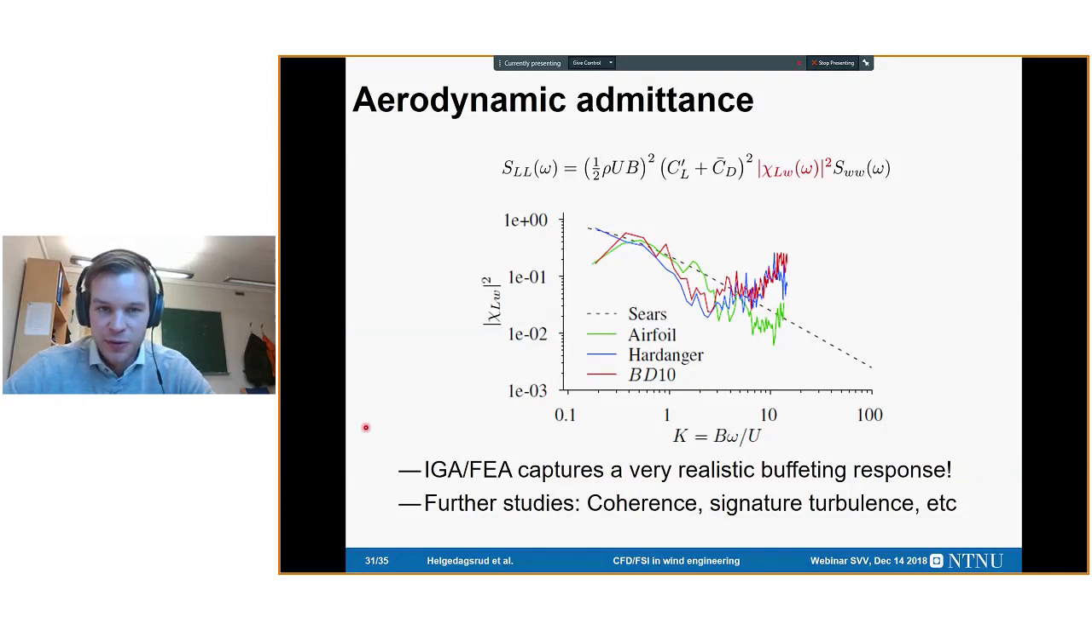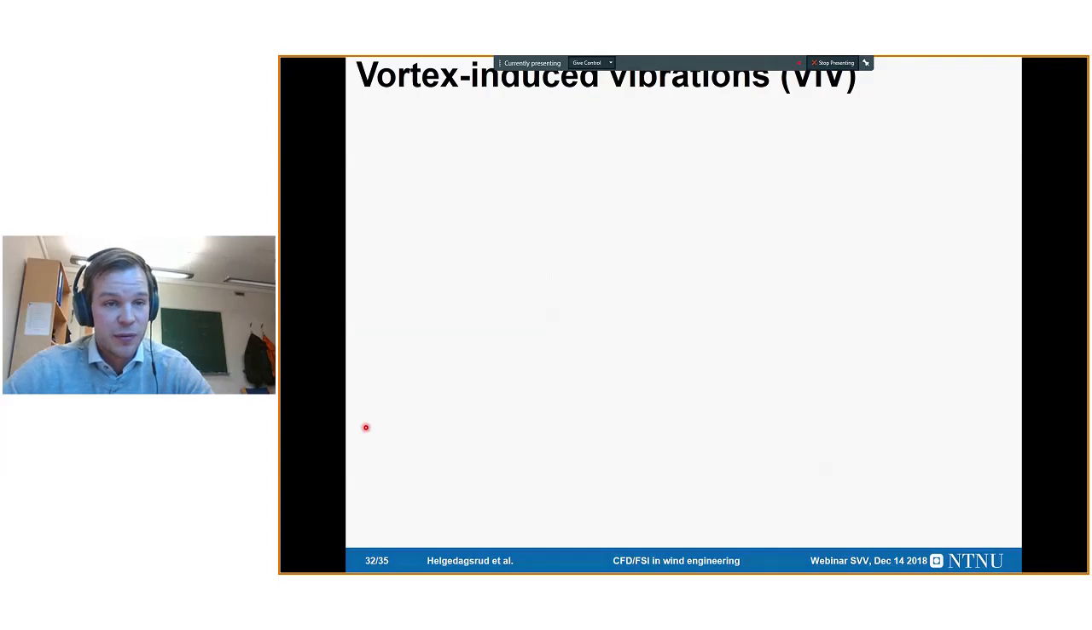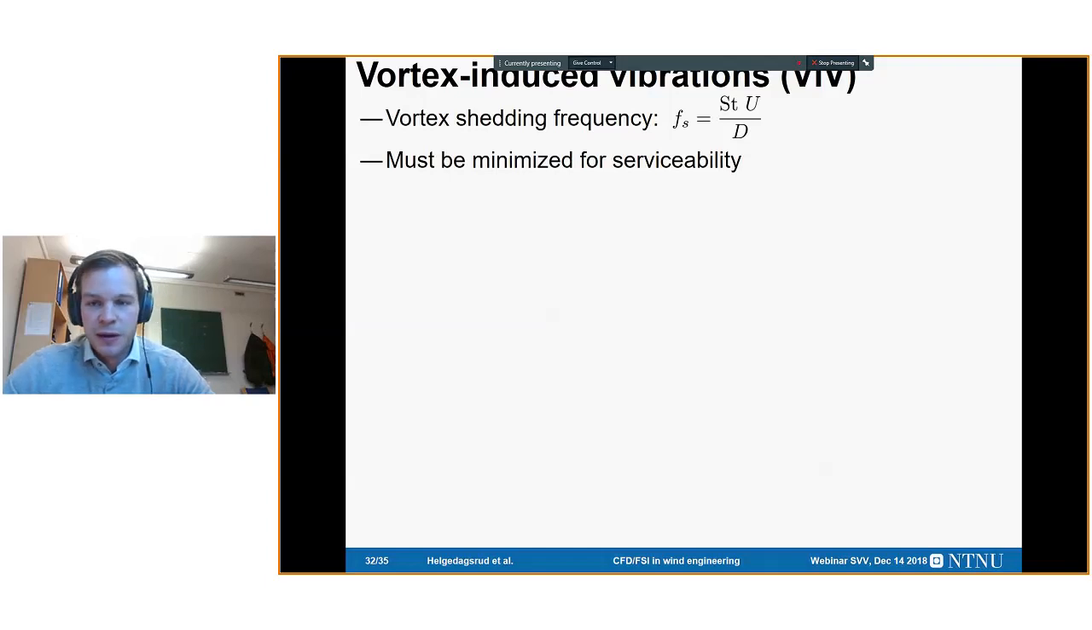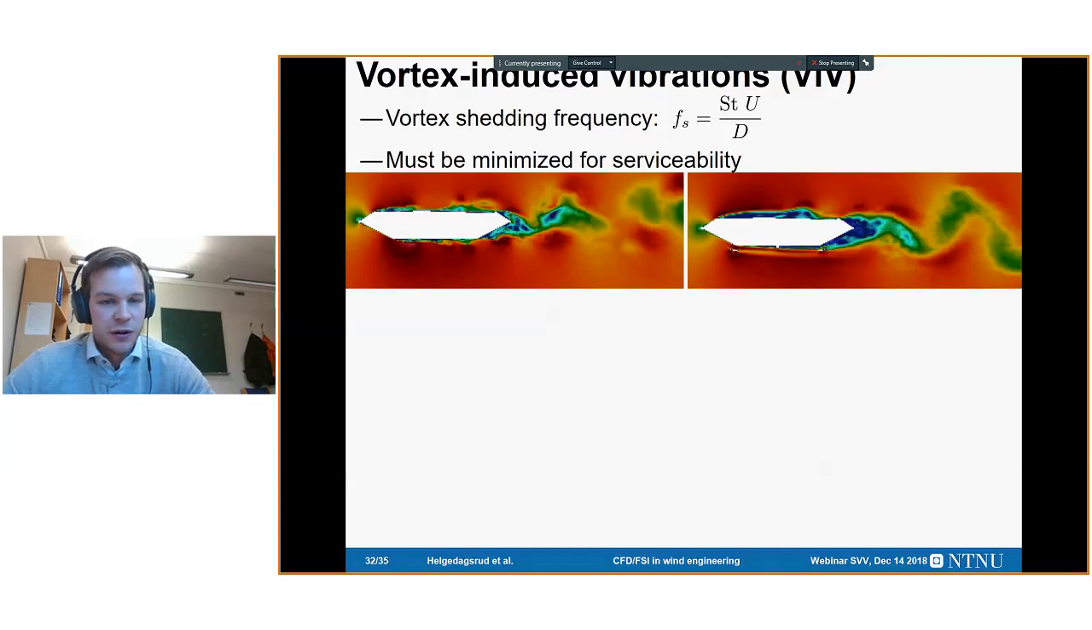But in the end, I want to address vortex-induced vibrations. And that is a vibration that is sort of the resonance if the vortex shedding frequency hits the eigenfrequencies of the structure. Of course, this is a serviceability concern, and we want to find out how big the oscillations are. So we studied the Hardanger bridge. I got these results last week.